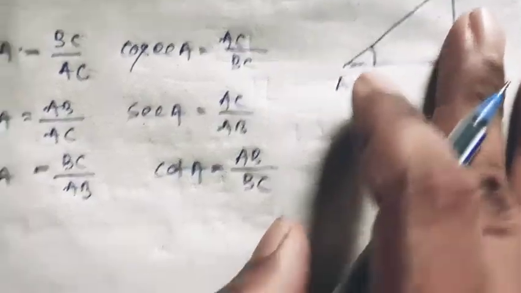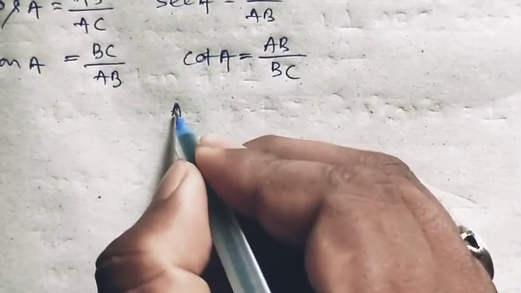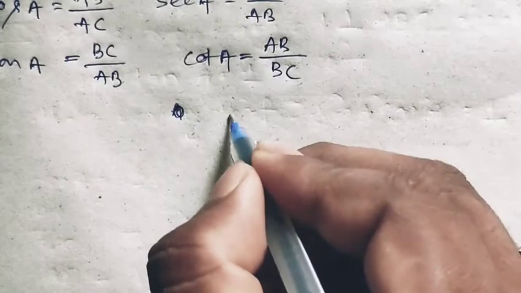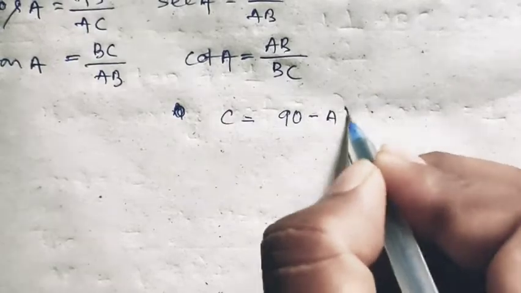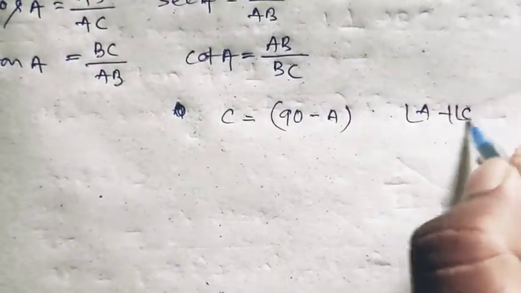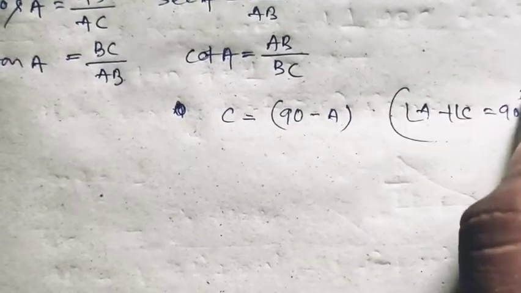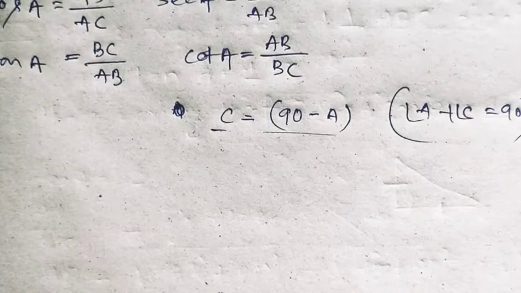Okay, we'll go further. In this triangle, considering A, we can write angle C is equal to 90 minus A, right? Because we know that angle A plus angle C is equal to 90 degrees. So I can write angle C is equal to 90 minus A.